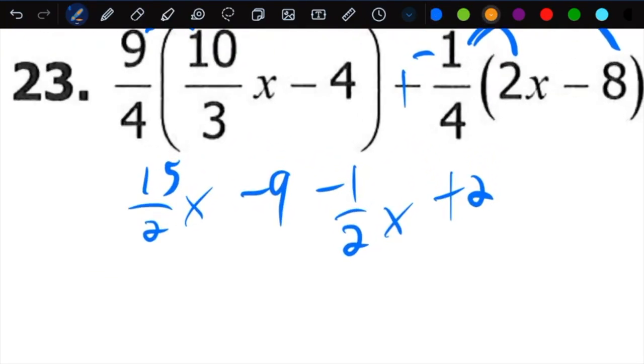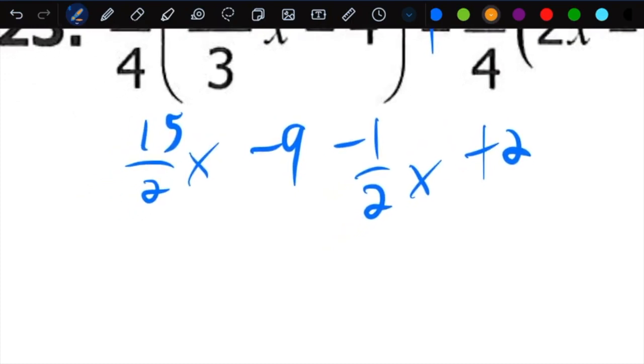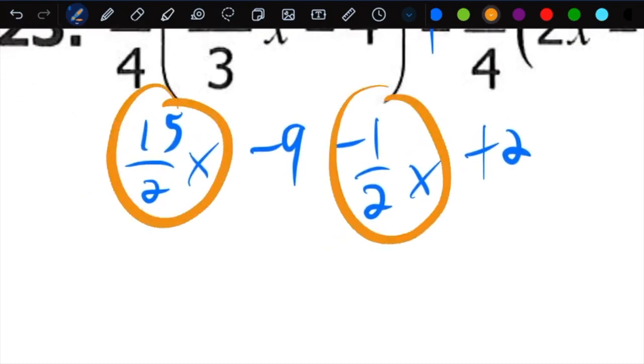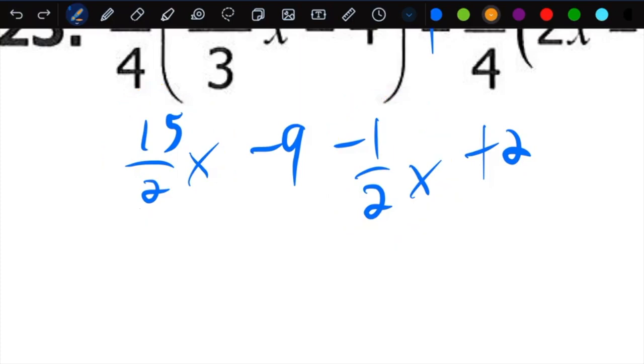Now I combine like terms over here after all the distributing is finally done. 15 over 2x and a negative 1 over 2x. Thankfully, they're common denominators. If not, we would have to get common denominators. But when we have common denominators, we just simply combine the numerators and leave the denominator and variables the same. So 15 minus 1 is 14 over 2x. Negative 9 plus 2 is negative 7.